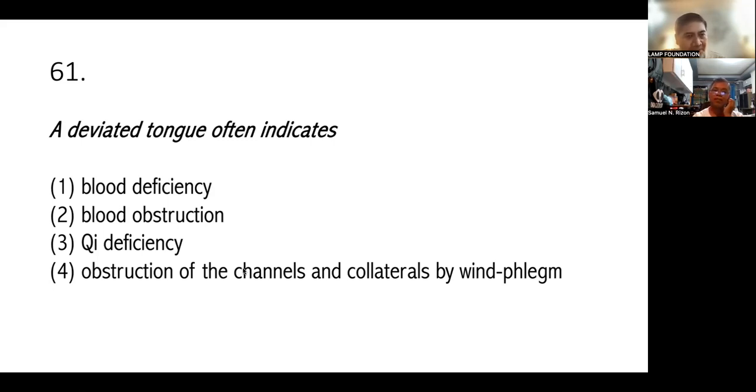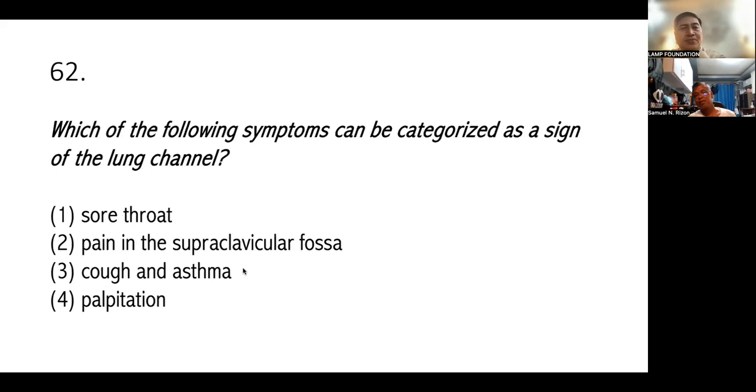Number 61, a deviated tongue often indicates blood deficiency, blood obstruction, qi deficiency, and number 4, obstruction of the channels and collaterals by wind flame. So my answer, Doc, is number 4, letter D. Okay, very good. 62.